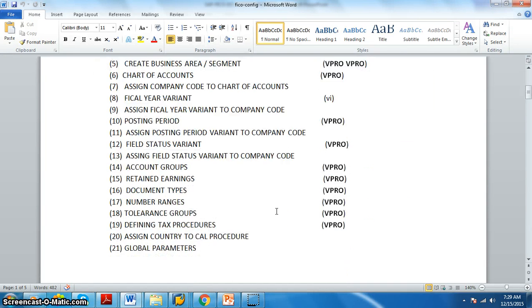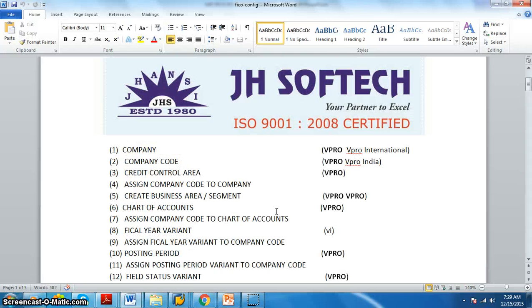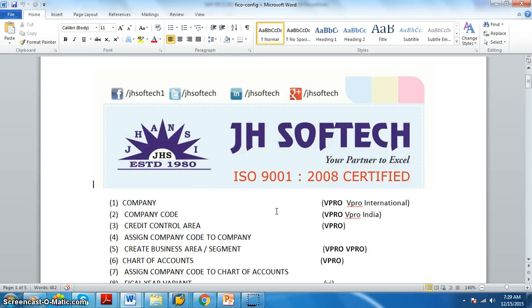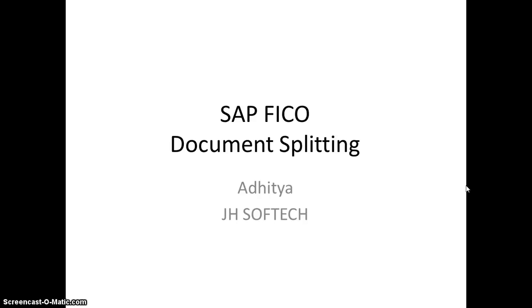In this session, we are going to exclusively discuss document splitting, which is a new concept introduced in the latest version of SAP, which wasn't there in the previous version. So let's look ahead at the significance of document splitting, because understanding this concept is very important for us to go ahead with the customization and configurations.